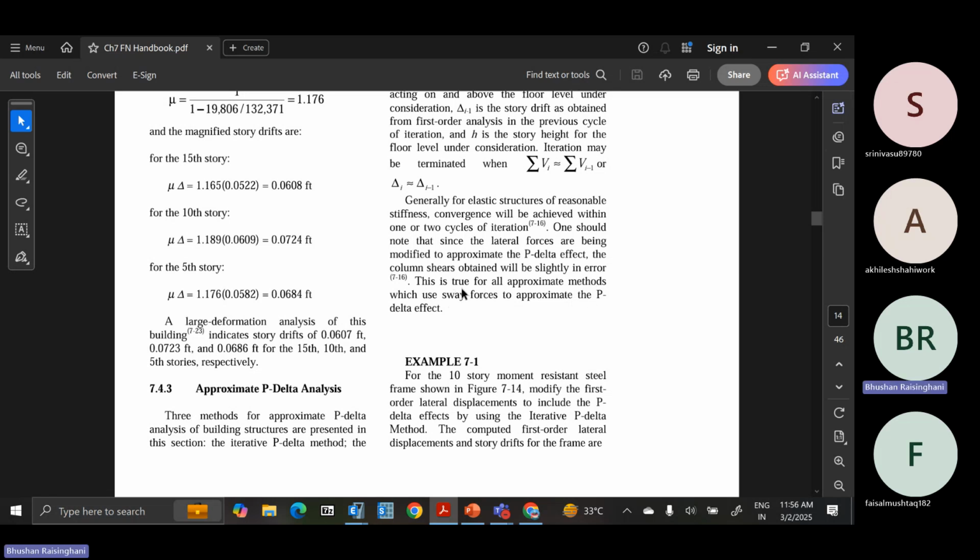So okay, we will not get accurate story shear because of the approximate nature of all these methods that we are going to see for P delta analysis, but we are okay with that. And we go ahead with this particular problem.